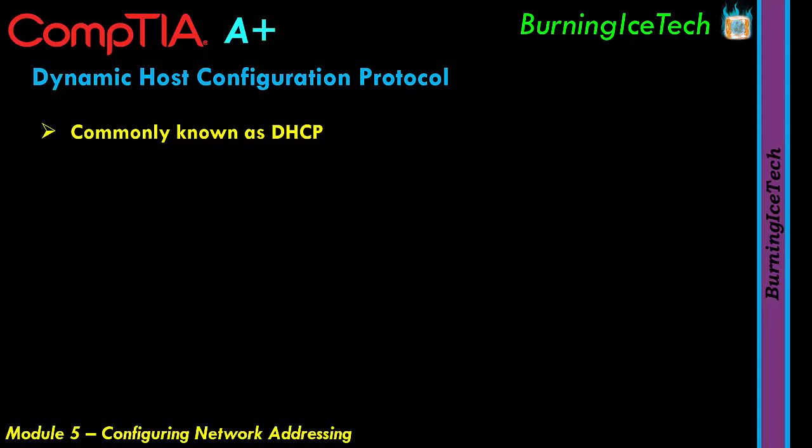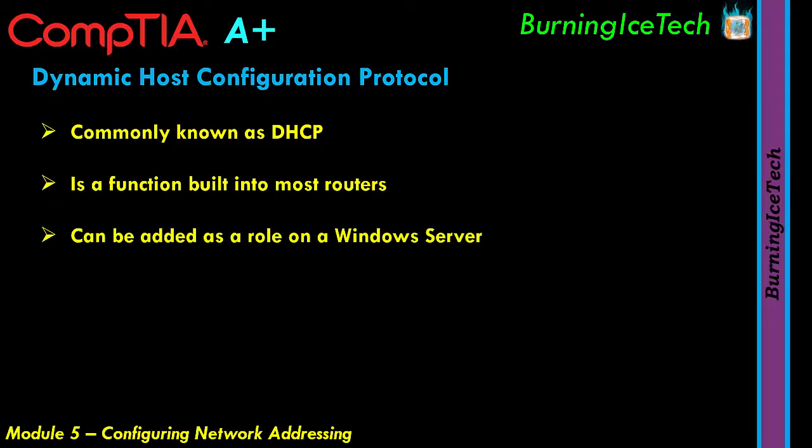All right, so as I've just said, this DHCP is a function that is commonly built into most routers. However, it can also be added as an actual role on a server, if you guys know what a role is and what a server is. So when and why would we have this in our routers? Well, pretty much all routers have this these days. It's usually turned on by default.